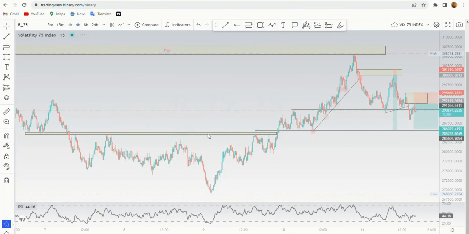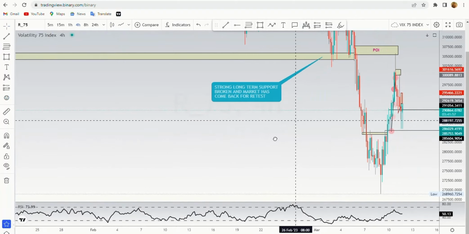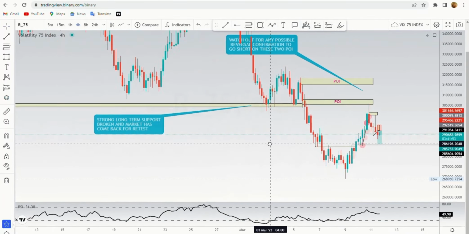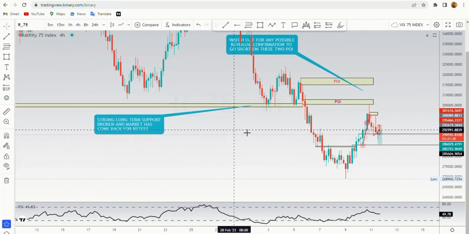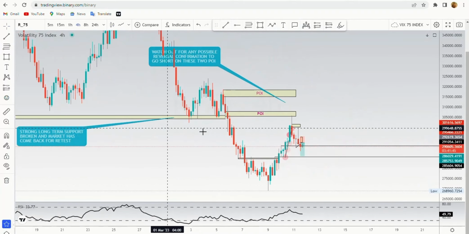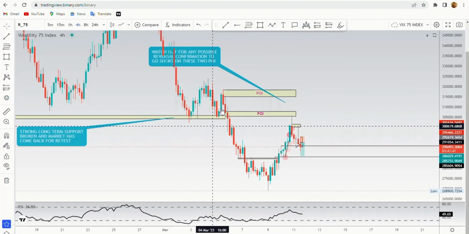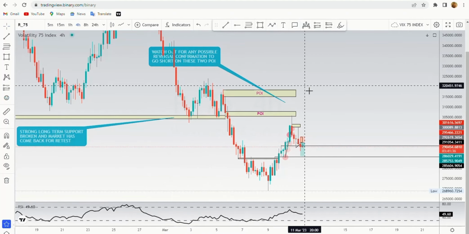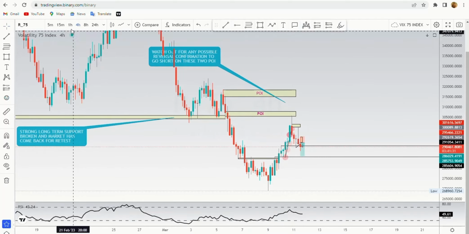Let me show it on a higher time frame. This is the four-hour time frame, and I told them that the market broke the support zone. Good chance that the indications are still in. This is the screenshot that I shared. That strong long-term support was broken, and the market had come back for a retest. This was the broken support, and the market had come back for a retest, and we just had our point of interest. I told them to watch out for any possible reversal confirmation to go short from these two points of interest. We are focusing on this point of interest, and at the same time on this point of interest.